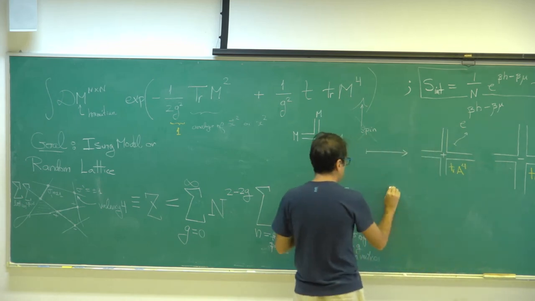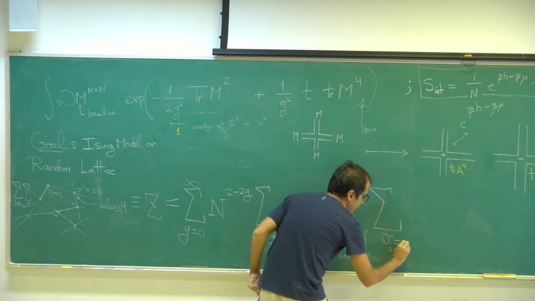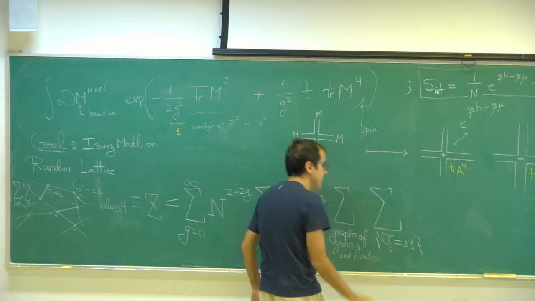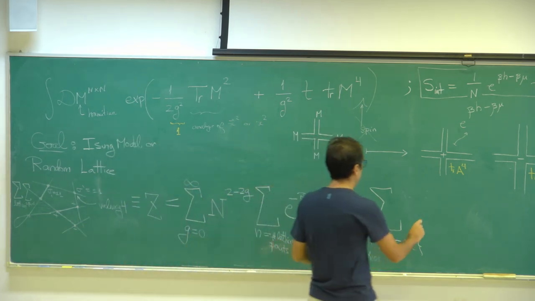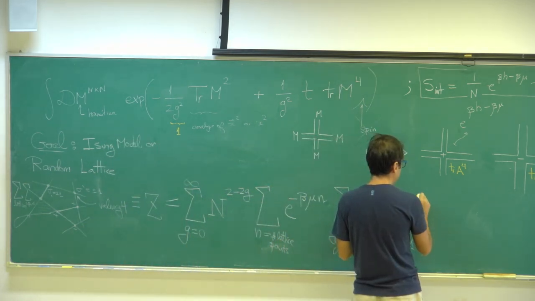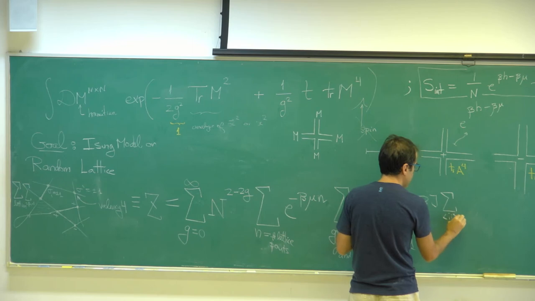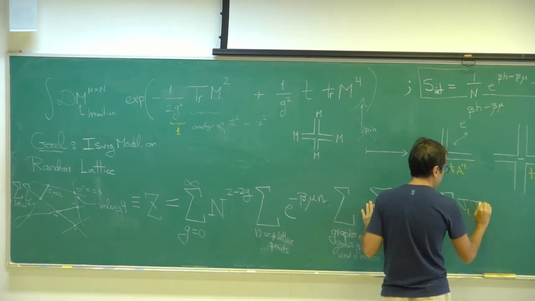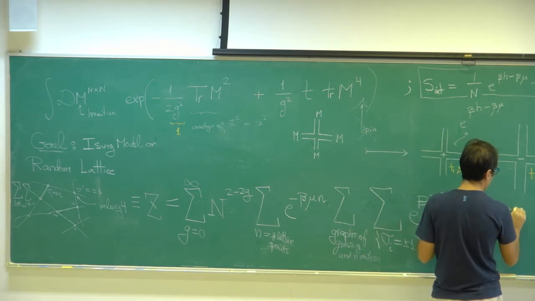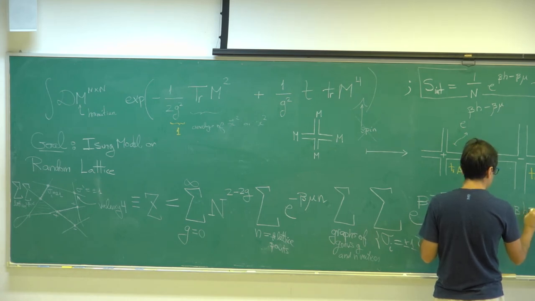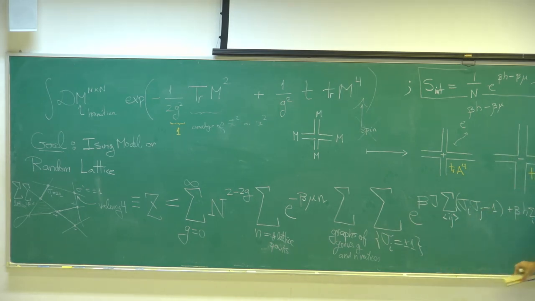And we also sum over a spin sigma_i equal plus or minus 1 at each lattice site, where i runs from 1 to n. And what do we sum? The exponential of minus, or in this way we wrote, of beta J, sum over all neighbors i and j, sigma_i sigma_j minus 1, plus beta h, sum over i of sigma_i.